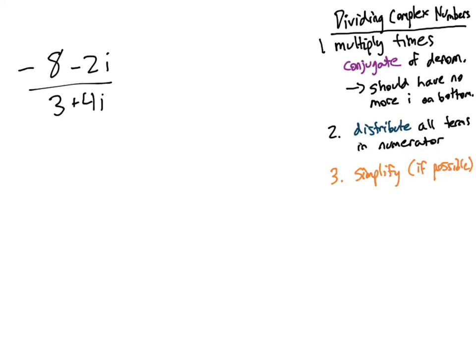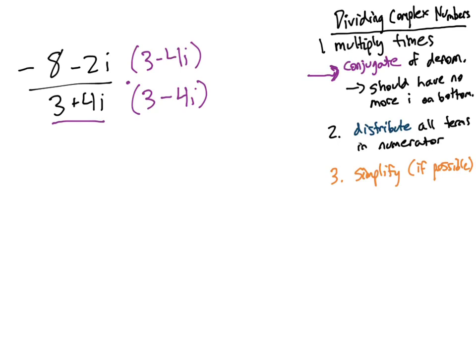Hey there, in this video we're going to work through some more examples dividing complex numbers using this method of multiplying times the complex conjugate of the denominator. The complex conjugate of 3 plus 4i is the complex number that keeps the real portion the same but reverses the sign of the imaginary portion. If we multiply times 3 minus 4i in the denominator, we also need to do that in the numerator so that our fraction stays balanced.